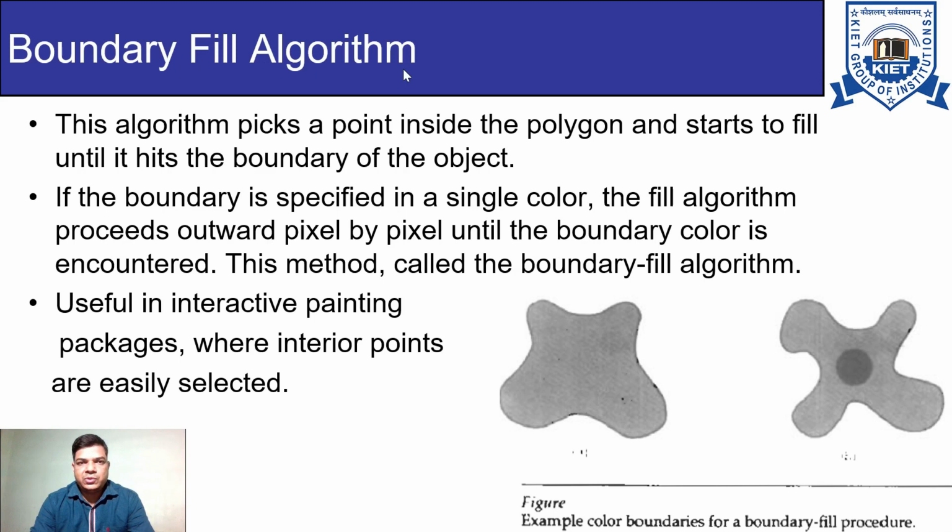This algorithm also comes under the category of seed fill algorithms. In a seed fill algorithm, whether it is boundary fill or flood fill, we have to choose a point which is inside the polygon. The algorithm picks a point inside the polygon and starts to fill until it hits the boundary of the object. So we randomly choose any point inside the object and start filling from that point with a specified color.